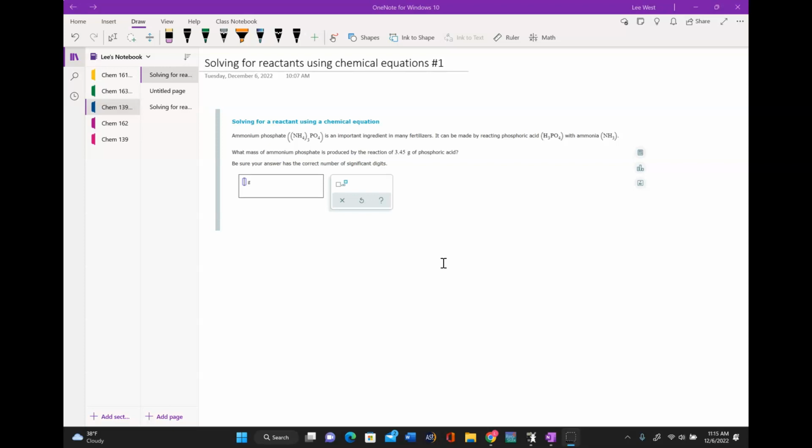Okay, so this question reads, ammonium phosphate is an important ingredient in many fertilizers. It can be made by reacting phosphoric acid with ammonia. So what that is really telling you is that we have two reactants, ammonia and phosphoric acid, coming together to make ammonium phosphate.